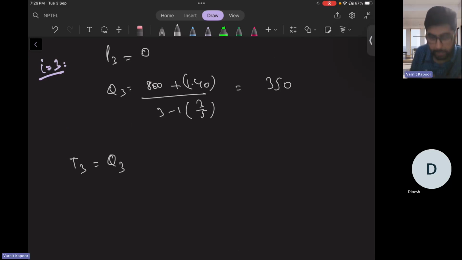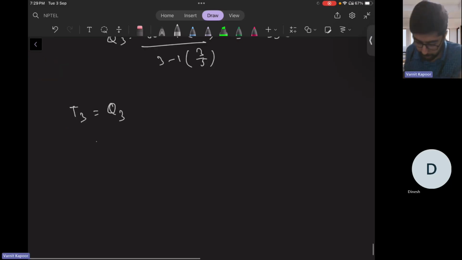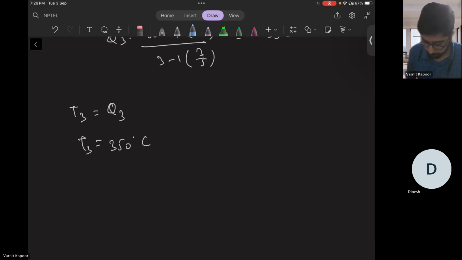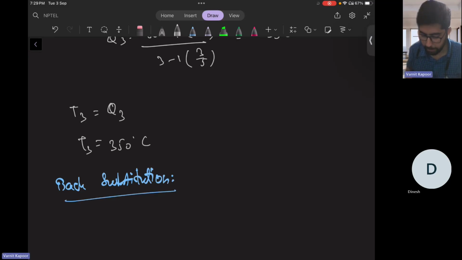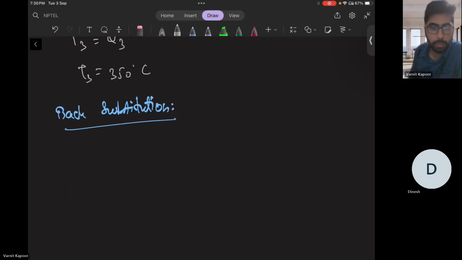So Tn is equal to Qn. We did that. So Q3 is 350 degrees Celsius. We got T3. Start the back substitution. Take 2 minutes and tell me, after back substitution, what will be the values of T1 and T2, and compare with the analytical part. Take 2-3 minutes and tell me. Okay.